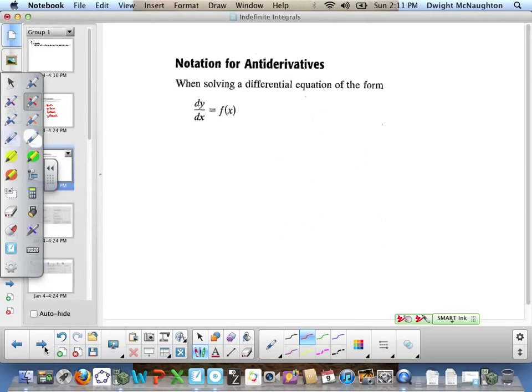Now, how we solve a differential equation of the form dy dx equals f of x. This is going to go through the symbolism of it. The symbol for doing the antiderivative, where you have the derivative and you're working backwards, which is why it's called antiderivative, is this funny looking S. We take the antiderivative of dy dx with respect to x equals the antiderivative of whatever our function is with respect to x.